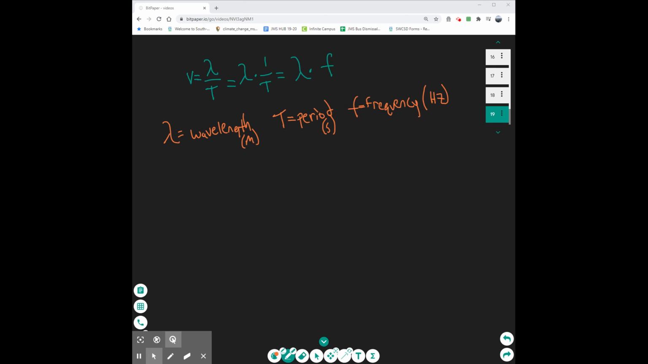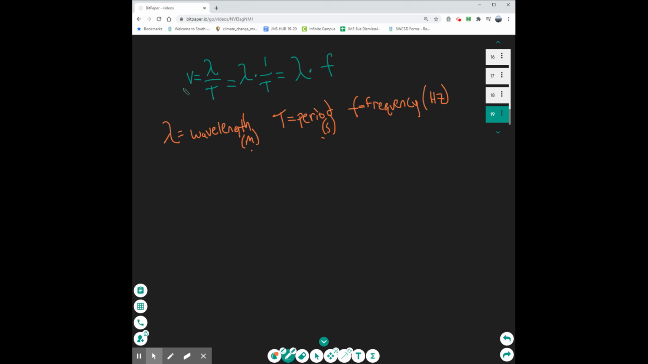Okay, so let's practice calculating some wave stuff. I've given you the equations that you need here. We know that the velocity of a wave, which is distance over time, can be found by taking the wavelength, also a measure of distance, divided by the period, which is a measure of time. Wavelength in meters, period in seconds, so meters per second. That's the SI unit for velocity.